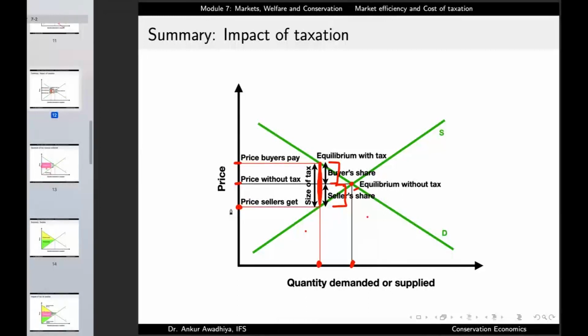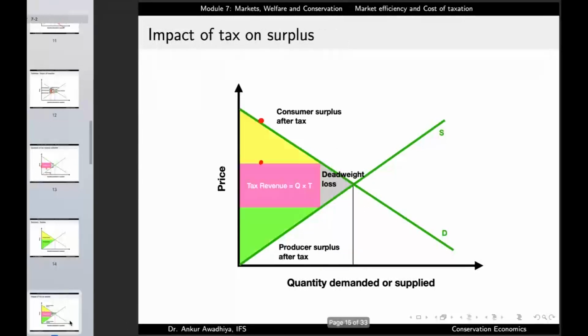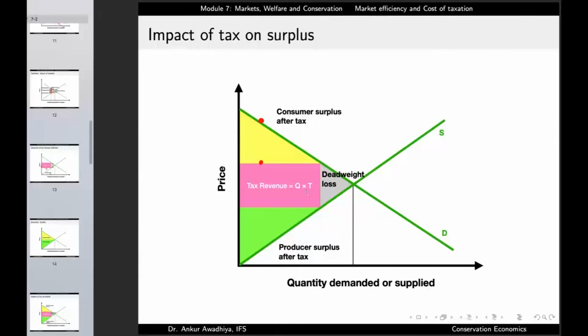And because the producer surplus is the price minus the cost of production, now the line shifts to here. Earlier we had this whole area as the producer surplus, but now only this small triangle is the producer surplus. So with the tax, we have a reduction in the consumer surplus and a reduction in the producer surplus. But a part of the earlier surplus is going to the government in the form of tax revenue. So there is a surplus for the government.